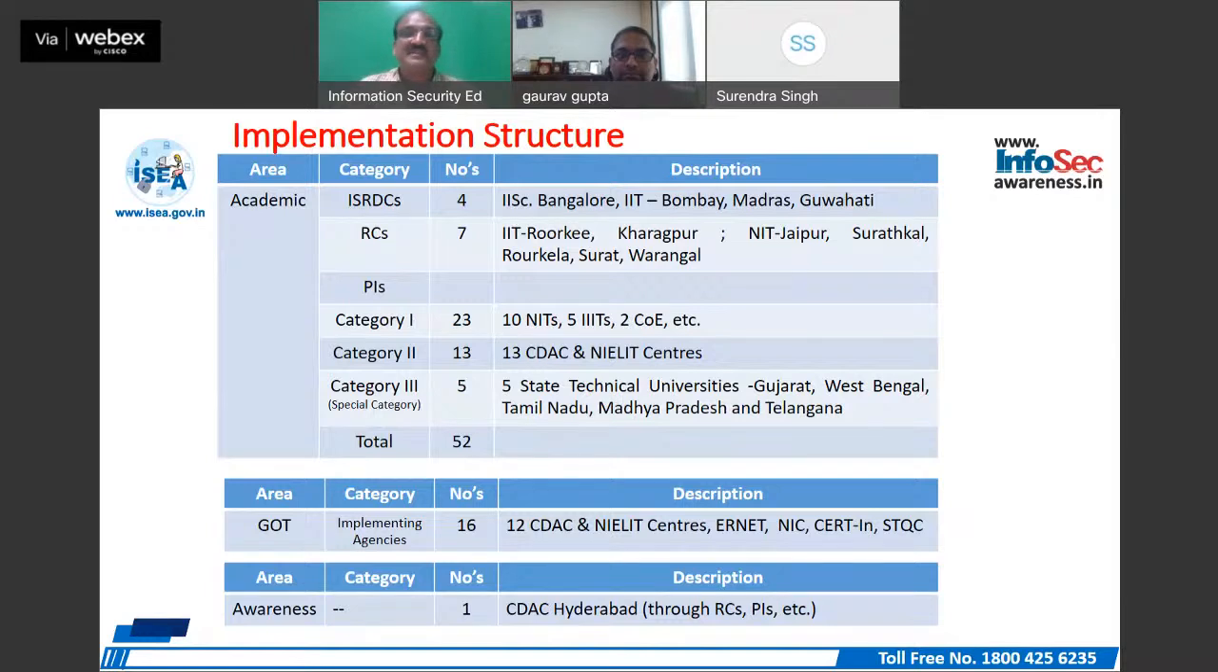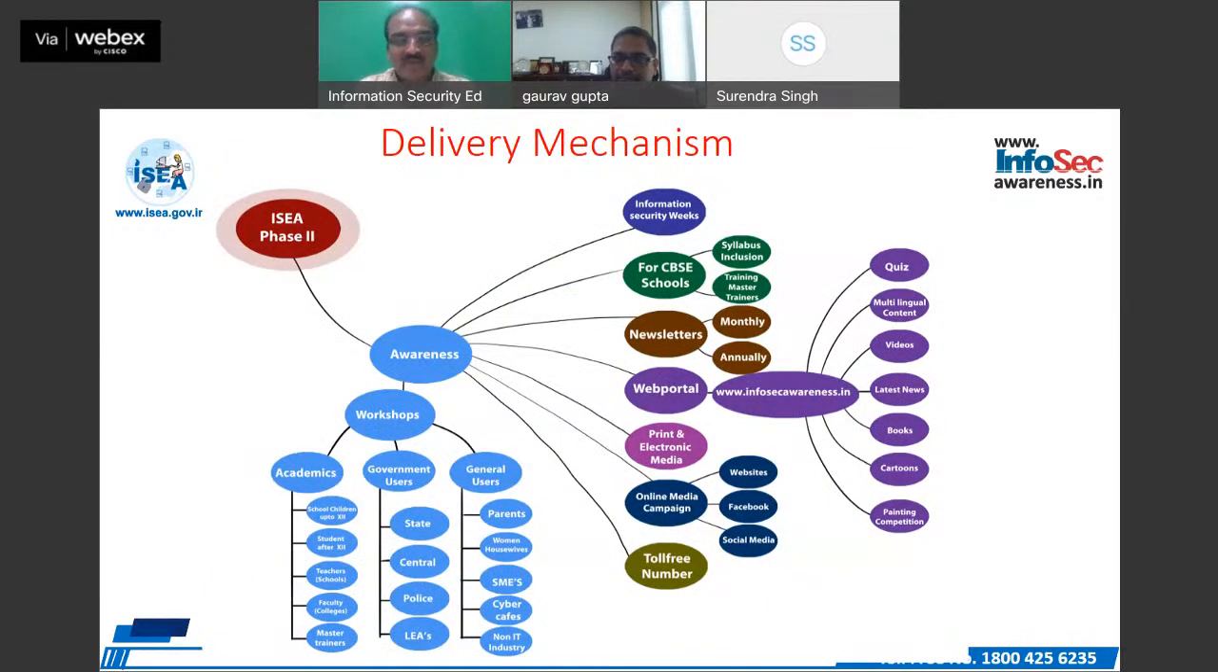We are also associated with the school education department to create awareness among various users, and all these 52 institutions are also organizing various awareness events in their locations. This is the structure which we are following. When it comes to awareness, we are trying to reach in a direct mode and an indirect mode. Direct mode means organizing various workshops for stakeholders, and indirect mode means we are also using print and electronic media, and we have a wonderful web portal called infosecawareness.in, which has a huge amount of information on information security, like multilingual content, awareness books, posters, stickers.